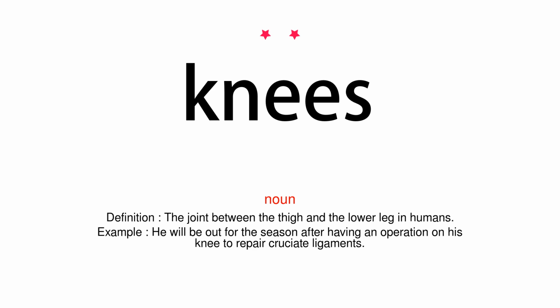Noun. Definition: the joint between the thigh and the lower leg in humans. Example: he will be out for the season after having an operation on his knee to repair cruciate ligaments.